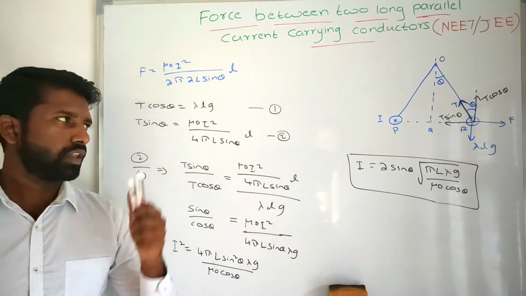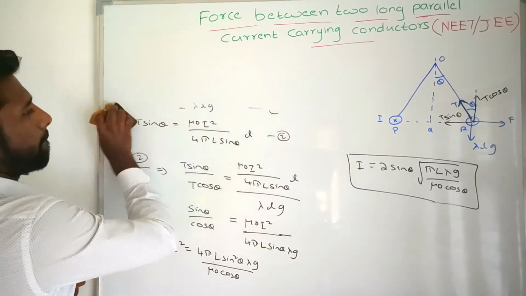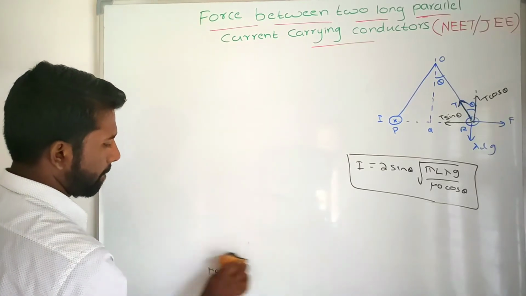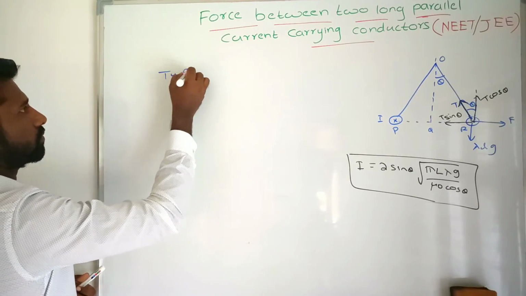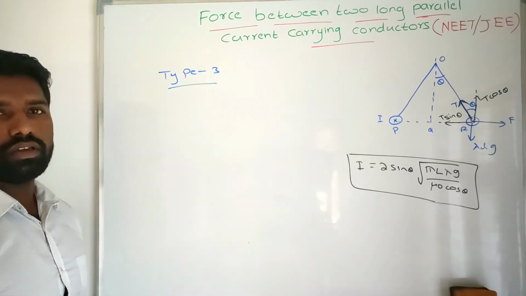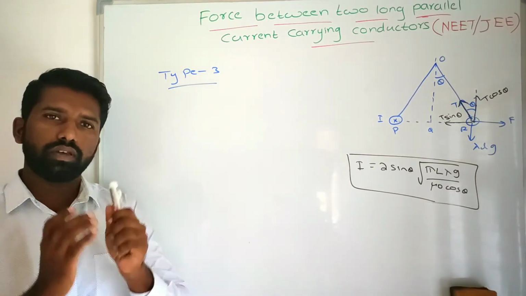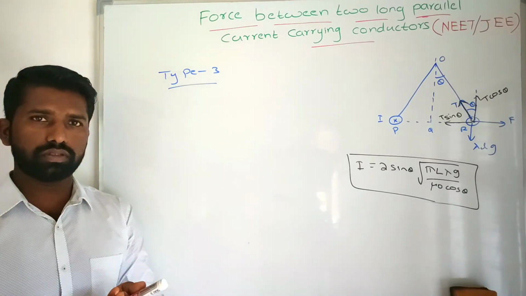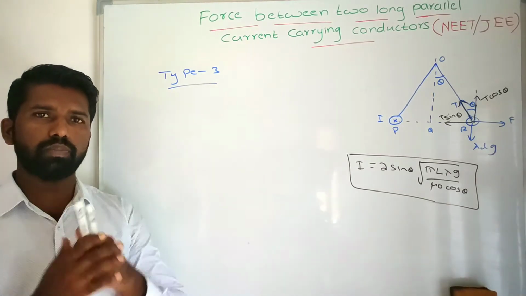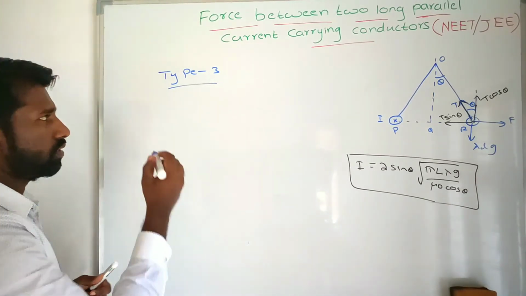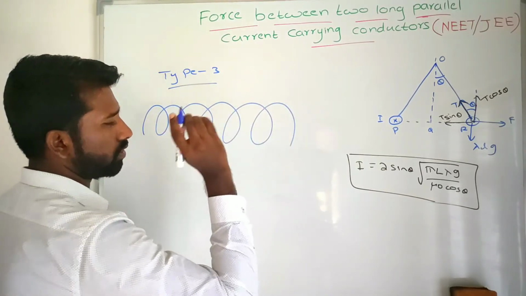This is about the type 2. Now we will see type 3. Type 3: if a current flows through a spring, the spring will compress or expand, or there is no change. What will happen to the spring, we have to see. So what is the question? If the current flows through a spring, what will happen to the spring?